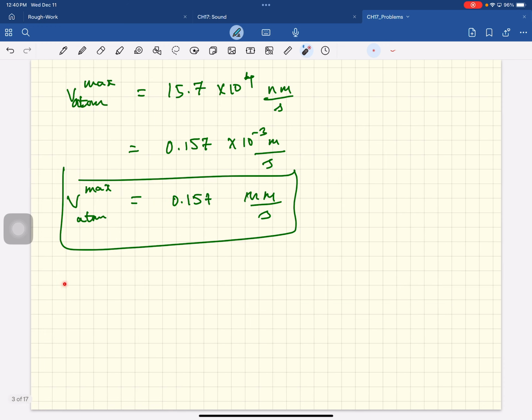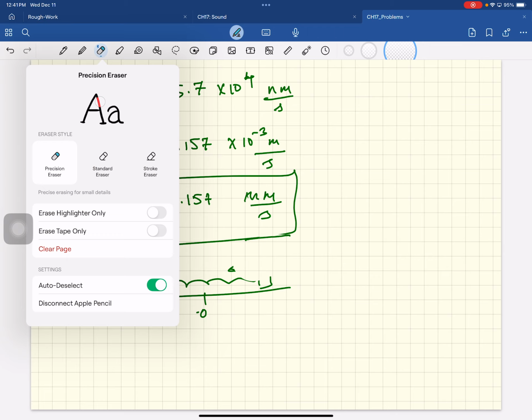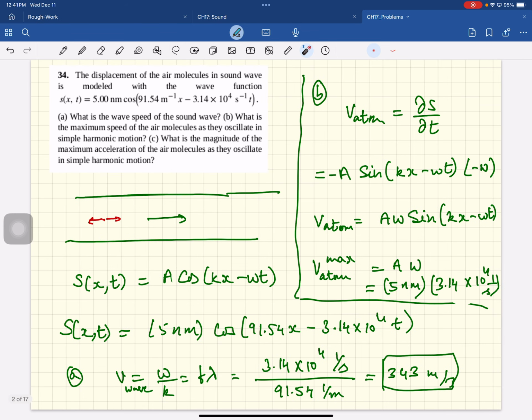Remember Hooke's law. Hooke's law says the force is minus kx. The force is given by minus kx. So when x is largest, force is largest, and the acceleration is largest. So at the extremes is when the acceleration is the maximum. All right, so what is the magnitude of the maximum acceleration?